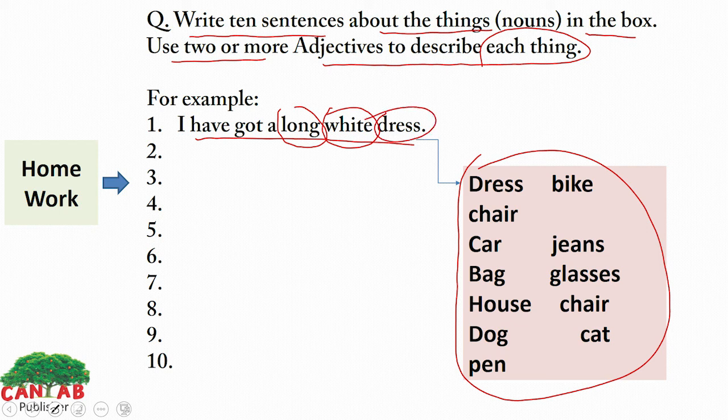So you have to make sentences for each noun here and also describe them by using different adjectives of number, size, color, origin, material, whatever you want.